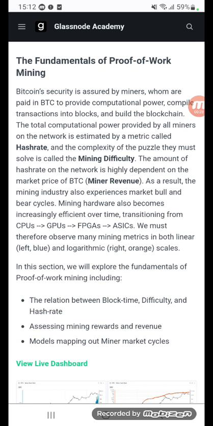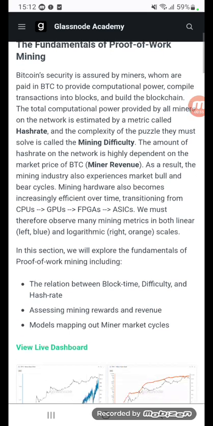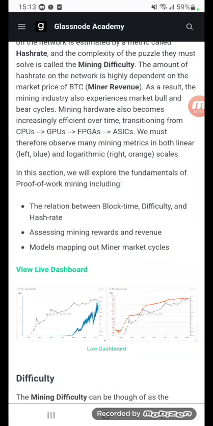Bitcoin security is assured by miners, who are paid in BTC to provide computational power, compile transactions into blocks, and build the blockchain. The total computational power provided by all miners on the network is estimated by a metric called the hash rate, and the complexity of the puzzle they must solve is called the mining difficulty. The amount of hash rate on the network is highly dependent on the market price of BTC and miner revenue. As a result, the mining industry also experiences market bull and bear cycles.